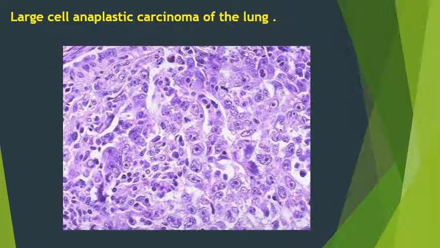This is also another picture of large cell anaplastic carcinoma of the lung. Look at the cells. They are large, with large nuclei, prominent nucleoli, and an atypical, anaplastic look of the malignant cells. Some atypical mitoses are seen in this slide.